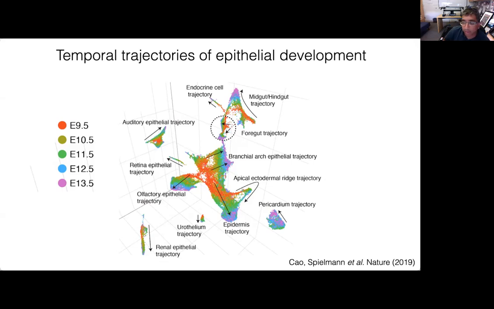One maybe unsatisfying thing here is that we don't get a nice tree. We don't get a single unifying tree, which we know development to be. But that's partly our fault because we started at E9.5, right? And so a lot of development has already happened. A lot of these cell types are already well separated from one another. So we shouldn't necessarily expect to see that single origin that we might have if we'd started at E0.